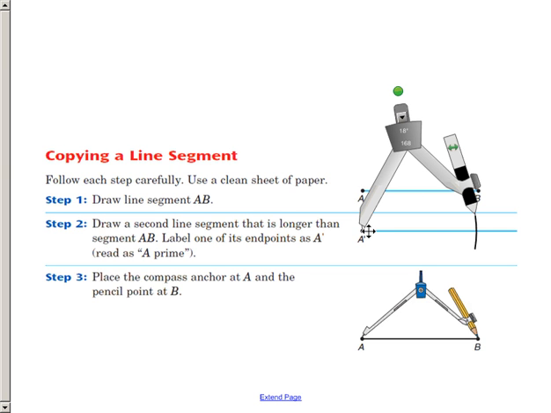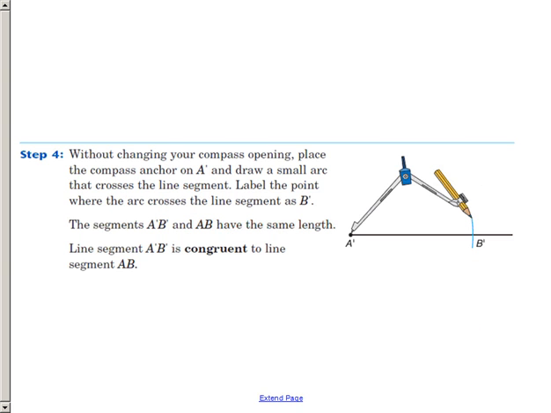You draw a line segment with your straight edge, label point A prime, make it longer than the original, and then you're going to open your compass. That's going to be your measurement tool, all right? So we'll see on the next page how they did this, just like I showed you there.